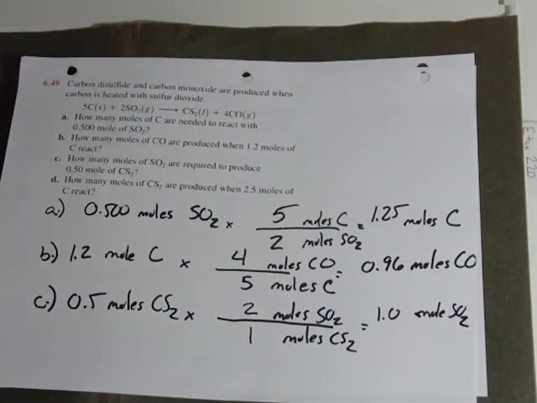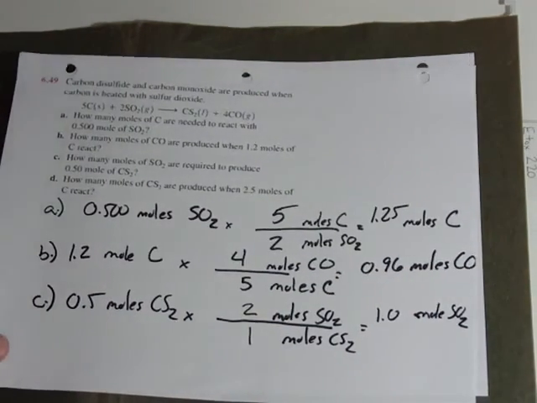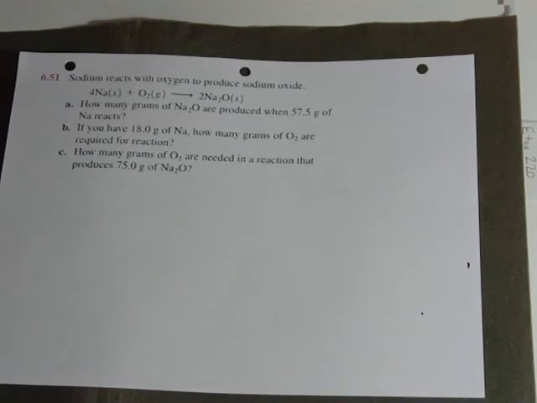And part D is done in a similar way. And so this is where it all comes together in 6.51. Here we're given grams, and we need to figure out grams of another reactant or a product. In order to go from the reactant to products, we always need to bring it back to the number of moles. So it's a little bit more in depth.